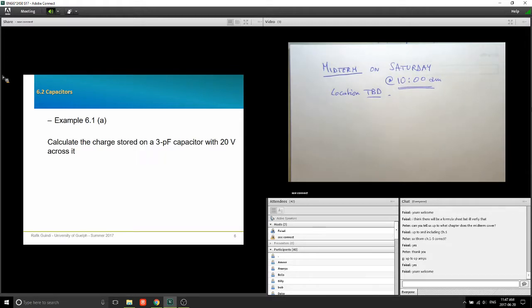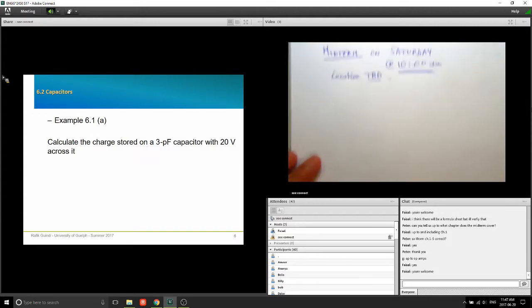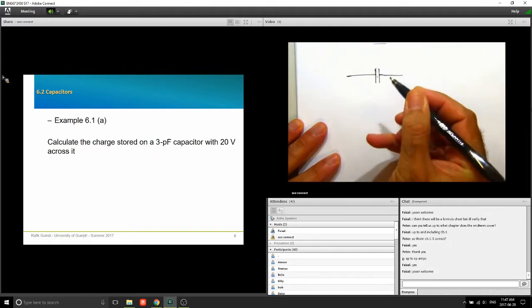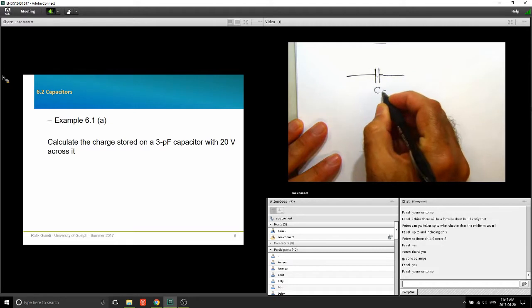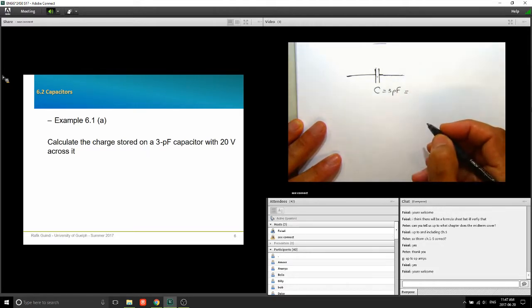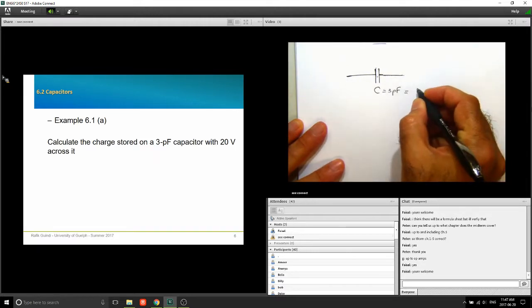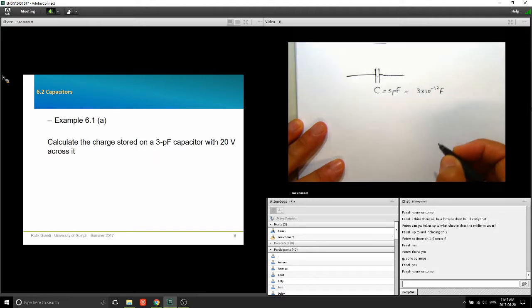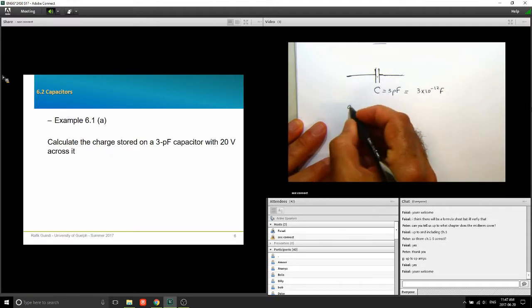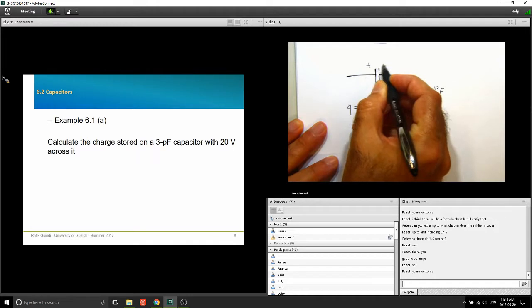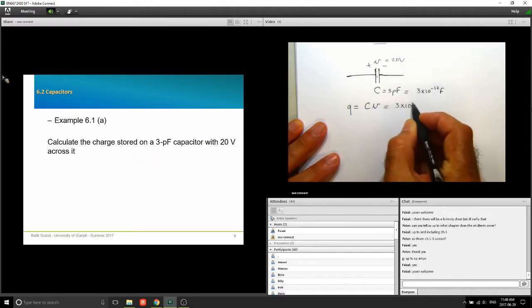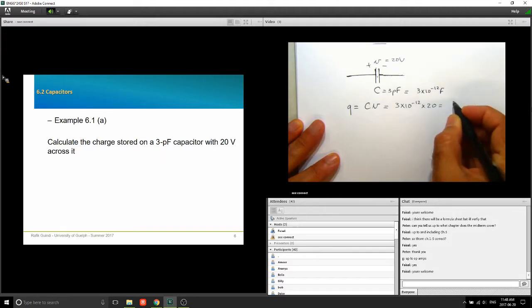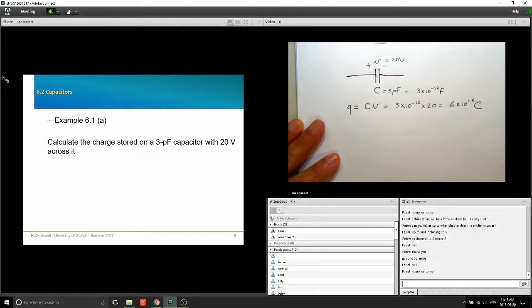Calculate the charge stored on a 3 picofarad capacitor with 20 volts across it. Have a capacitor like that. The capacitance C equals 3 picofarad. What's a pico? 10 to the negative 12, exactly. So that's 3 × 10 to the negative 12 farads. And we want to know the charge that's equal to CV. The voltage V applied here is 20 volts. Okay, so Q equals 3 × 10 to the negative 12 × 20, right?